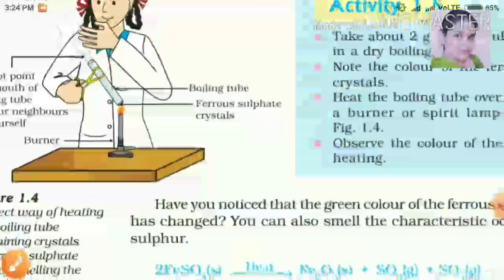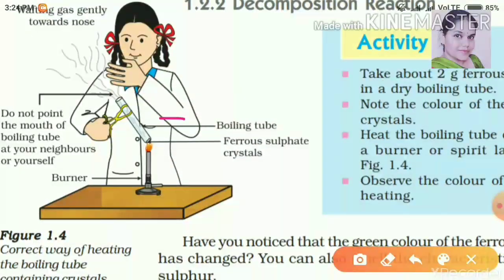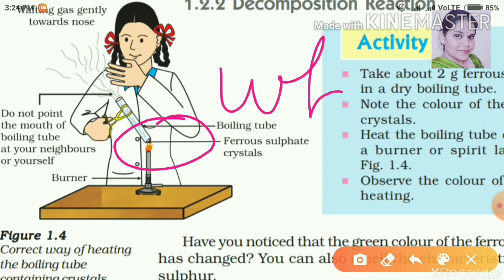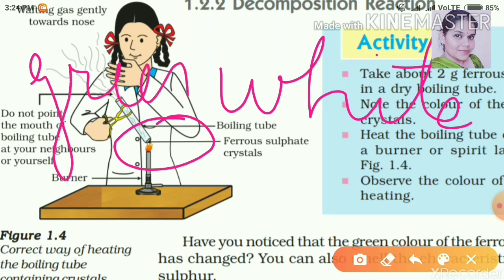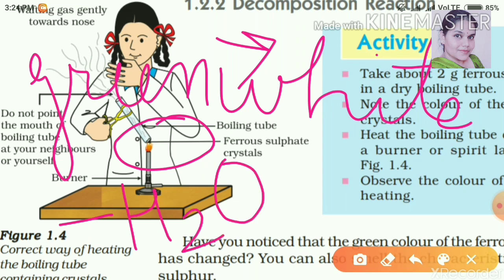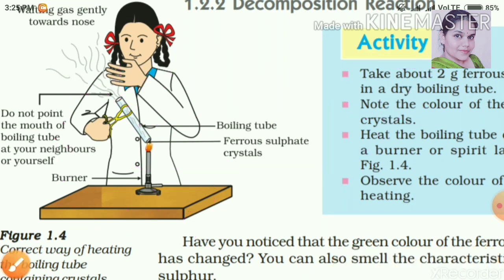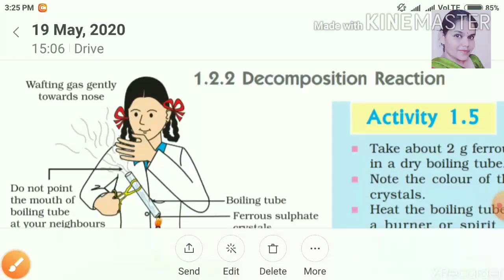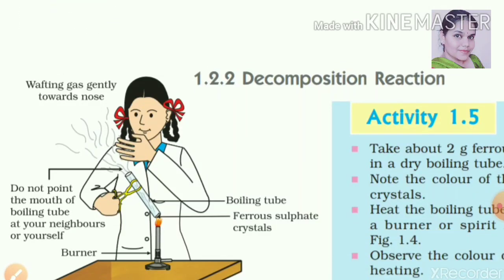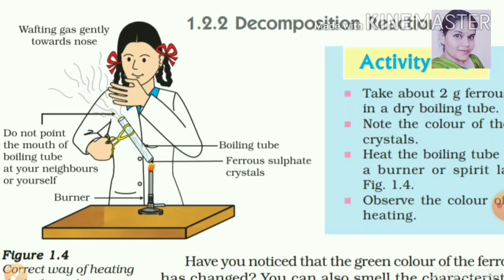When we heat ferrous sulfate crystals, initially they were of green color. First of all, they will lose the water of crystallization and they will become white in color. First they were green, they lose water of crystallization, so we will write minus H2O. Water is gone and the color has become white. We further heat it, then it becomes brown or dark brown. Why does it become brown?